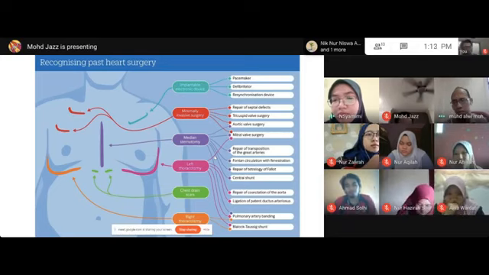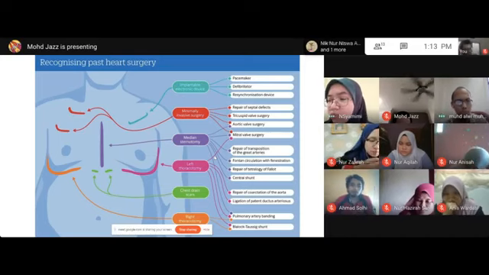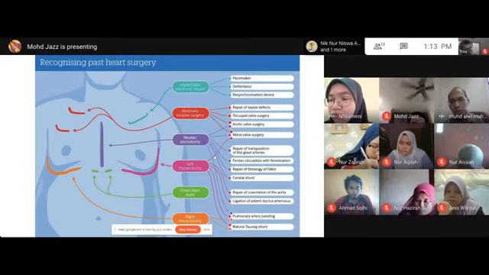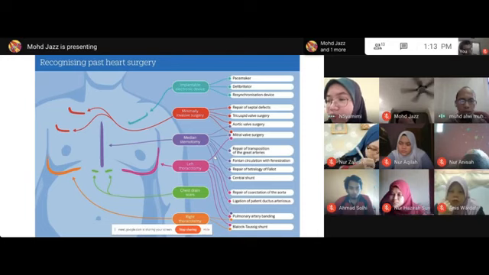You do PA banding at a very young age, even during the neonatal period, and give time for the child to grow without failure symptoms. Then after the child achieves about 10 kilos, you can repair the shunt and also the septal defect. So PA banding, and then BT shunt is also the same.